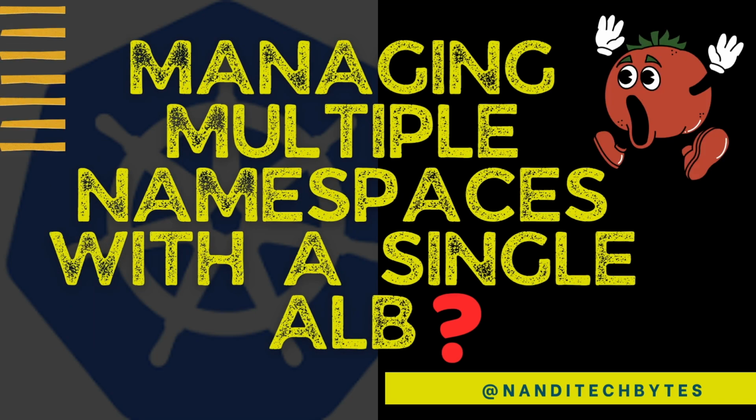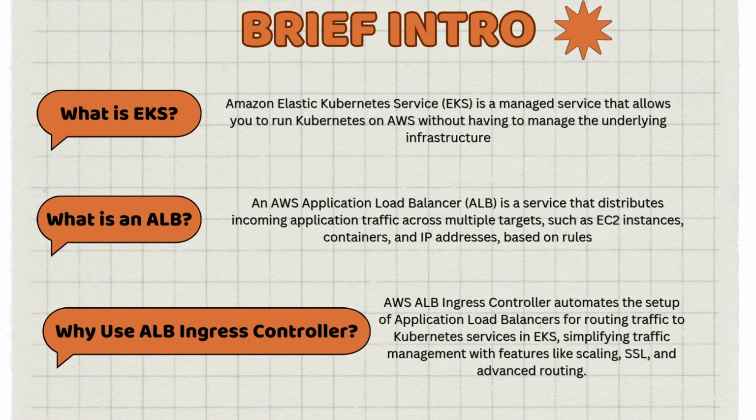In today's video, we will explore how to efficiently manage multiple namespaces in Amazon EKS using a single Application Load Balancer. By the end of this video, you will understand how to set up an ALB Ingress controller to handle multiple namespaces for routing traffic smoothly. So let's get started with a brief intro to the components on which we will be working throughout the video.